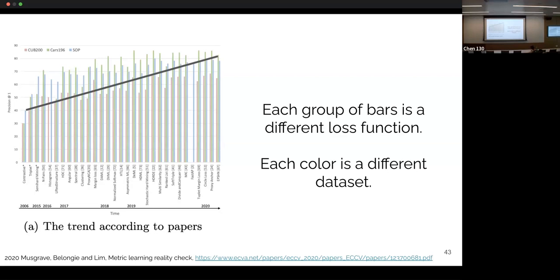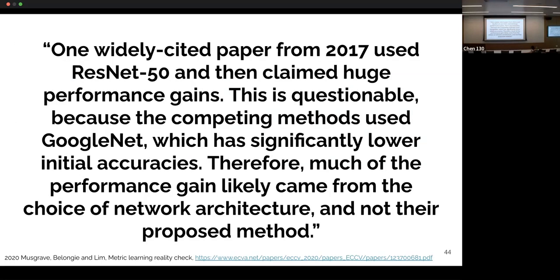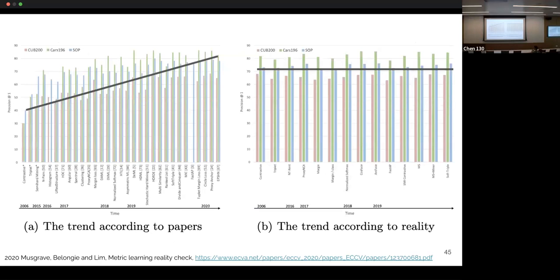What these researchers found, I'm just going to read out the site: one widely cited paper from 2017 used ResNet 50 and claimed huge performance gains. This is questionable because the competing methods use GoogleNet, an older architecture with significantly lower initial accuracies. Therefore, much of the performance gain likely came from the choice of network architecture, not the proposed method, which was a different loss function. When they retrained everything with these losses, kept the hyperparameter tuning effort the same, and stabilized the architecture, they found there was not much progress being made.